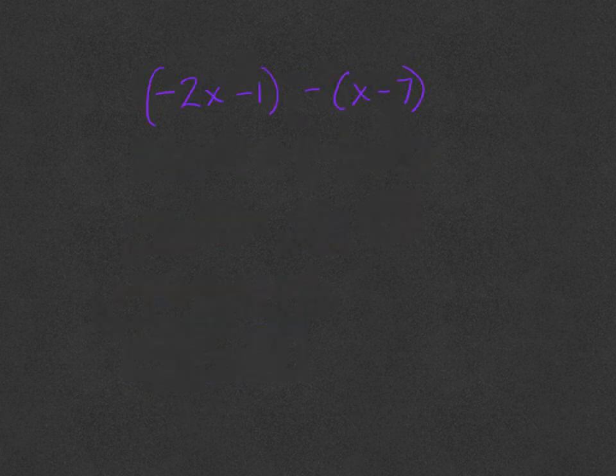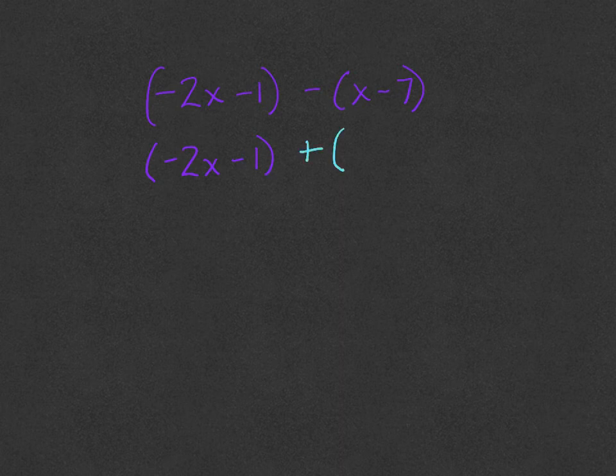This is another subtraction problem. So we're going to do the same thing. We're going to add the opposite. So I'm going to keep this first quantity the same, and then I'm going to add the opposite. So it would be negative x, and then instead of minus 7, it would be plus 7. Change that so it's purple. All right, so now I can get rid of my parentheses.